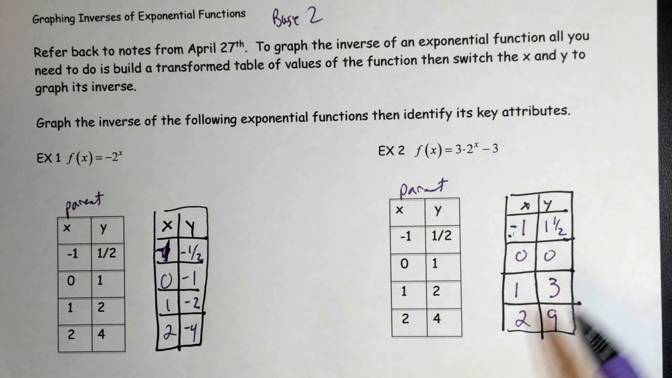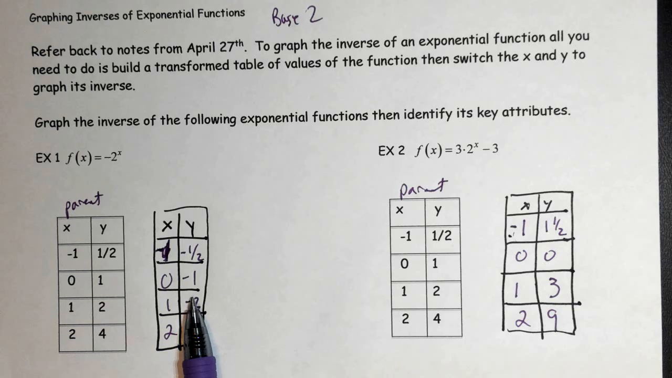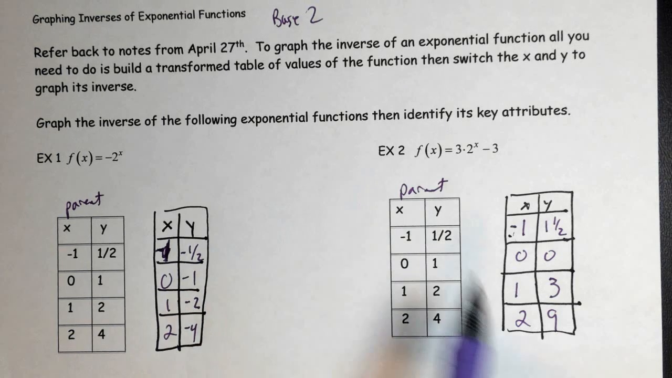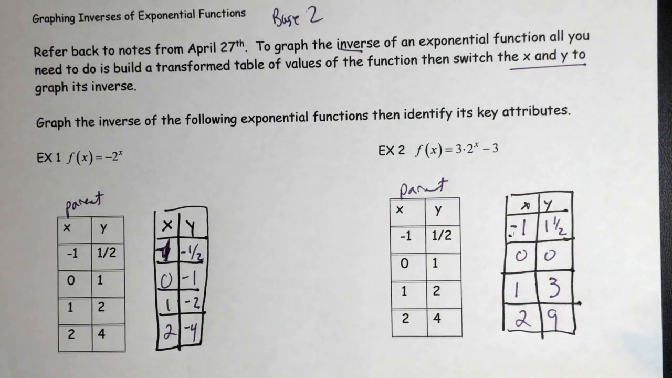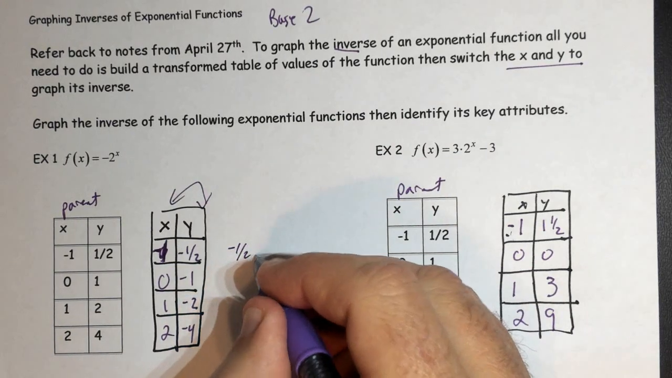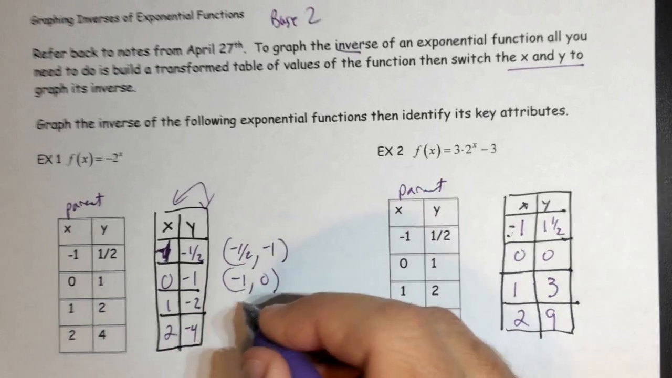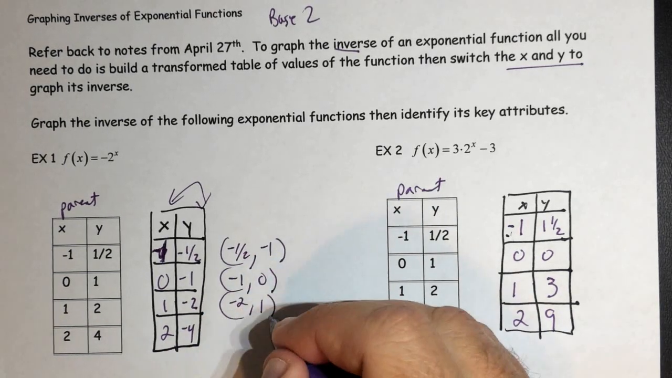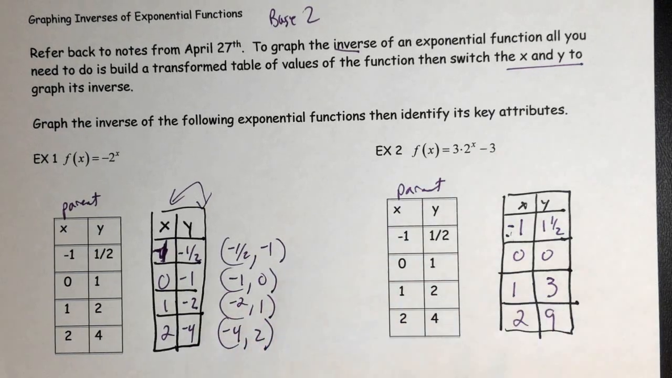So what are we going to do? Well, we have our transformations. We did our transformation, and remember, if we want to find the inverse of something, we're going to switch the x and y values to graph its inverse. So we've got to switch our x and y values. It means we're going to have the points (-1/2, -1), (-1, 0), (-2, 1), and (-4, 2), which we're now going to graph.